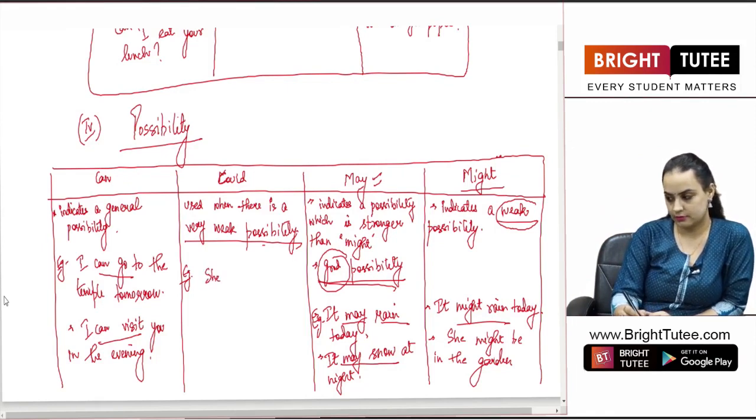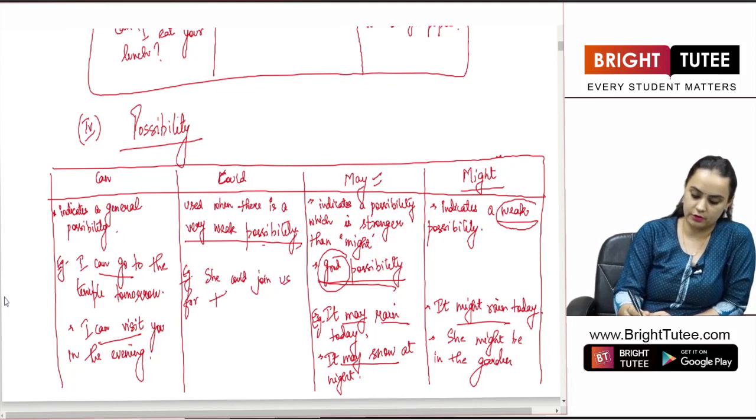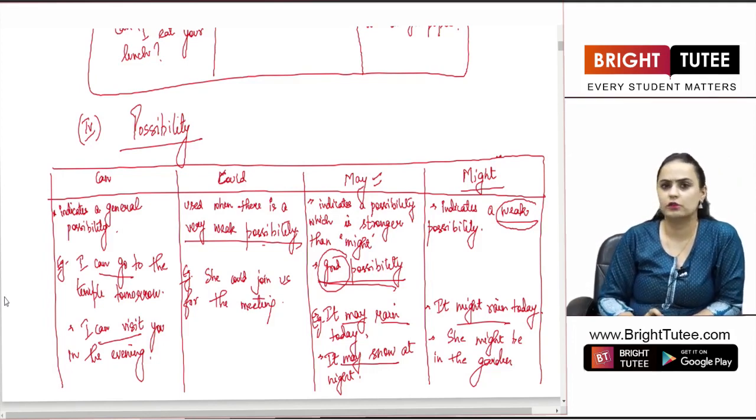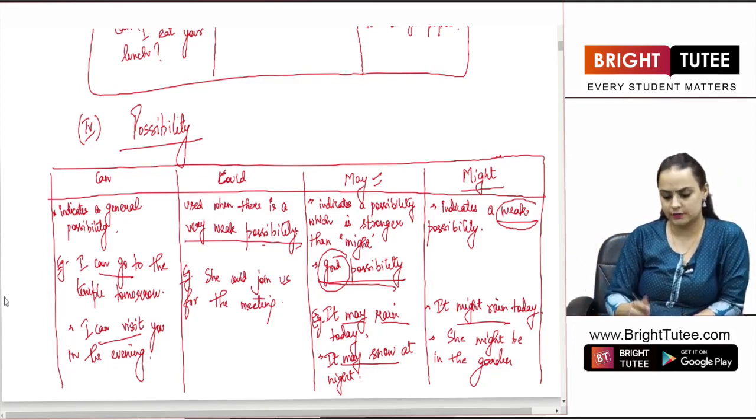She could join us for the meeting. So very, very weak chances of her joining us for the meeting.